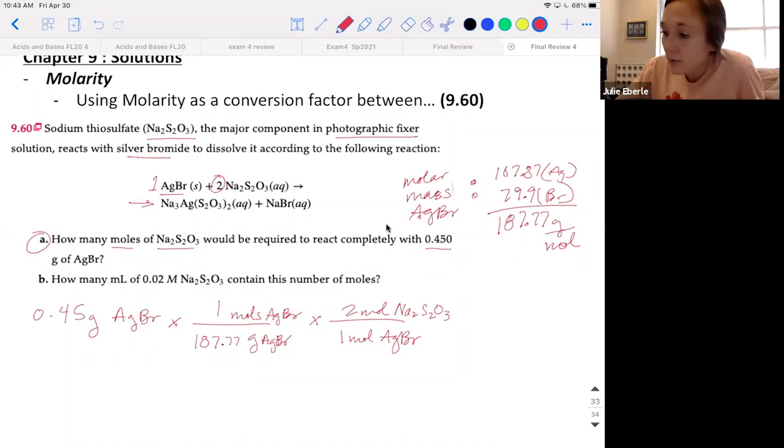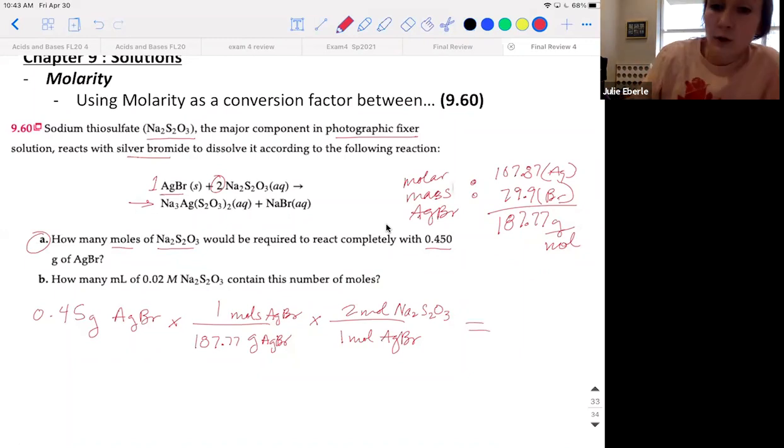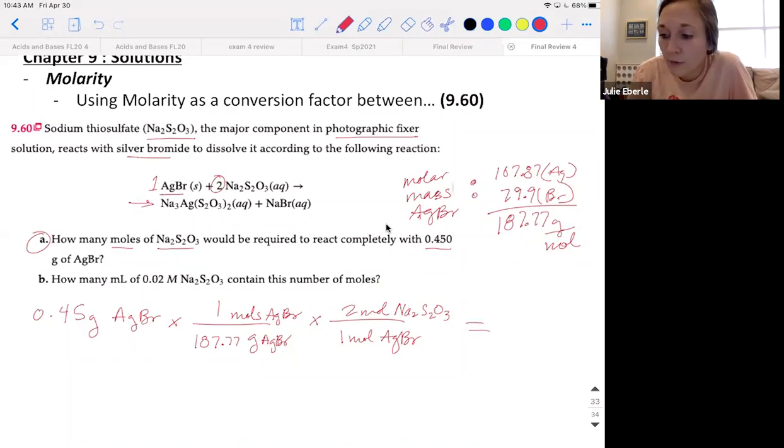Then to solve for part A, which is asking for how many moles of sodium thiosulfate, we do the 0.45 divided by 187.77 times 2. And when I did that, I got 0.005 moles if you round.